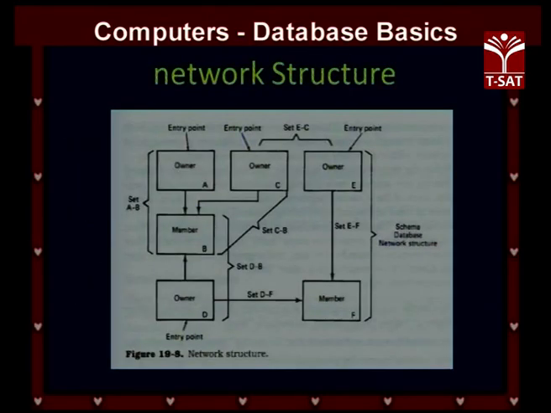Let's see how it looks. This is how it looks. The network structure looks like this: multiple parent records map to multiple child records. So, this is how the structure looks. This is the network structure.